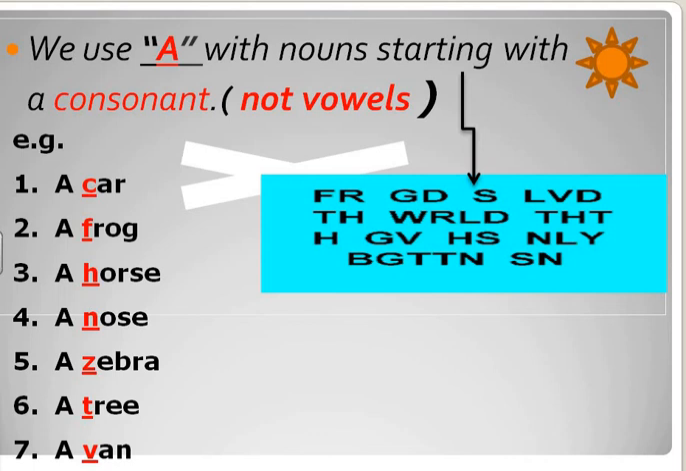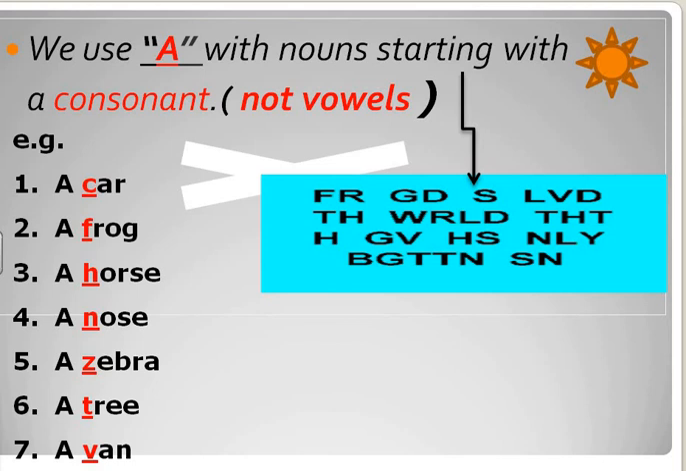Good. Number three, horse. Horse starts with the consonant H. So I will say a horse, a horse. Repeat, a horse. Good. Number four, the word nose. Nose starts with the consonant N. So what will I say? Very good. I will say a nose, a nose. Repeat, a nose. Very good.